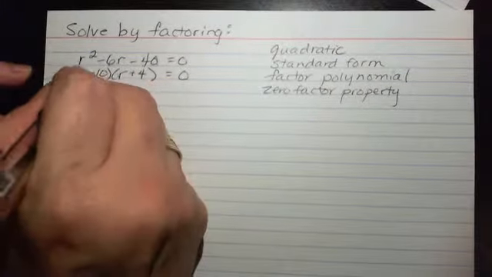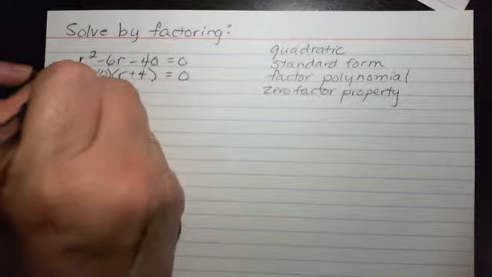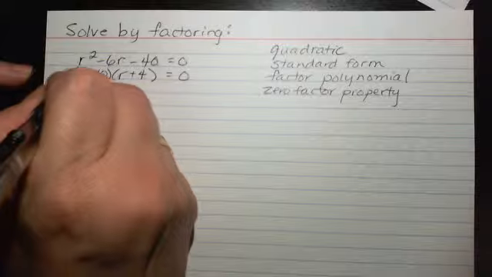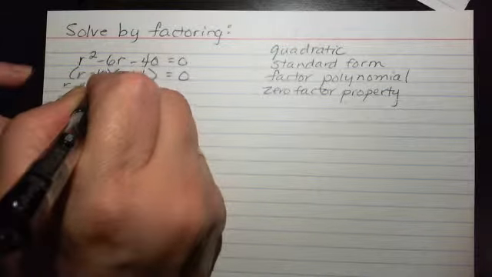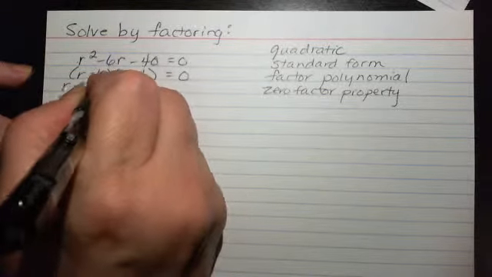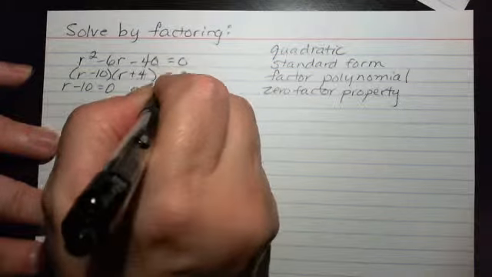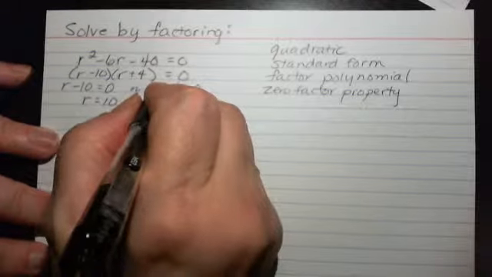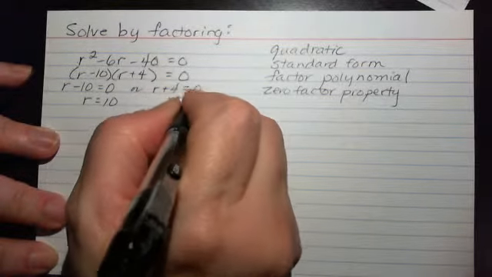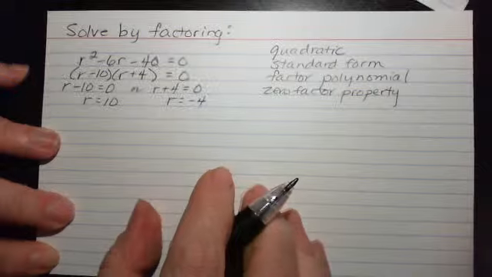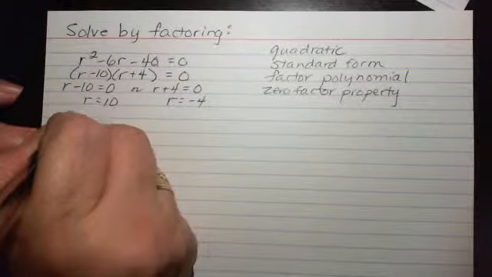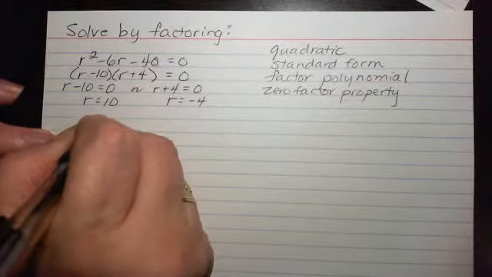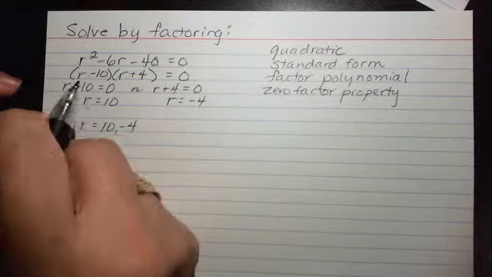And that says that if two factors multiply for 0, one or both must be 0. So we say r minus 10, that variable factor equals 0, or r plus 4 is equal to 0. Add 10 to both sides here for r equals 10. Subtract 4 from both sides here for r equals negative 4. Alright, so that tells us r can equal 10 or negative 4.